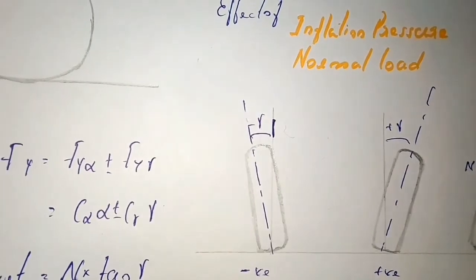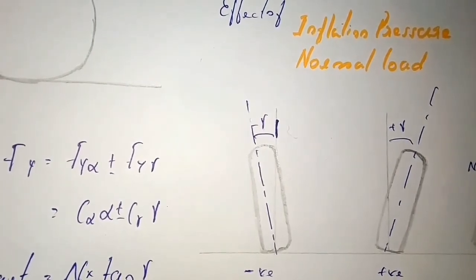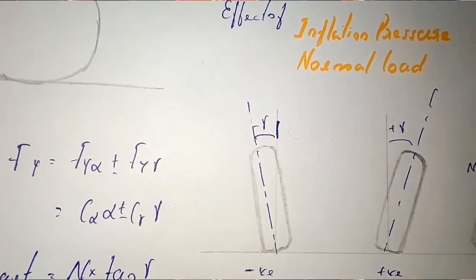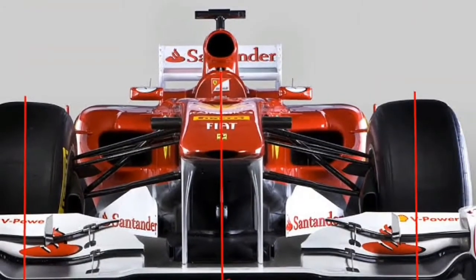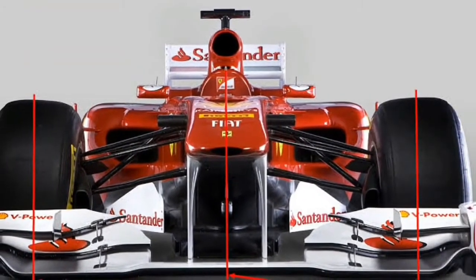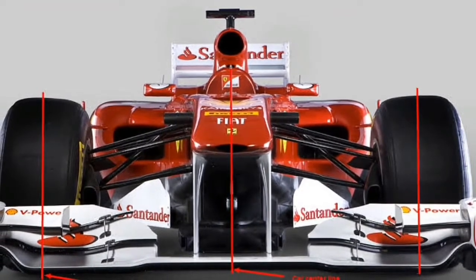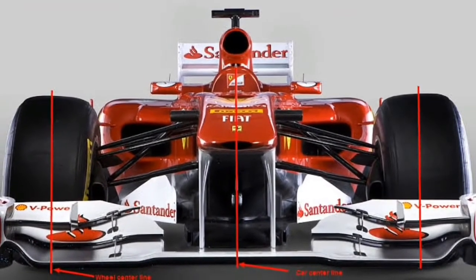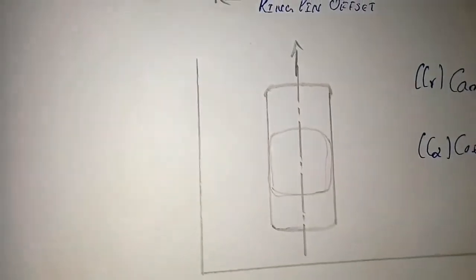It has various effects too. We denote the camber angle by the symbol gamma. You can see an F1 car that has a camber angle. Have a closer look. It has a negative camber, that is, the top of the tire is tilted inwards.